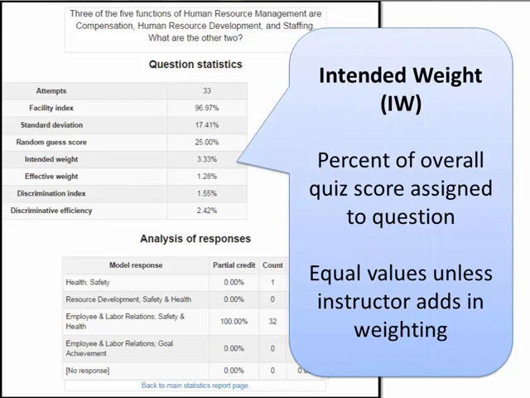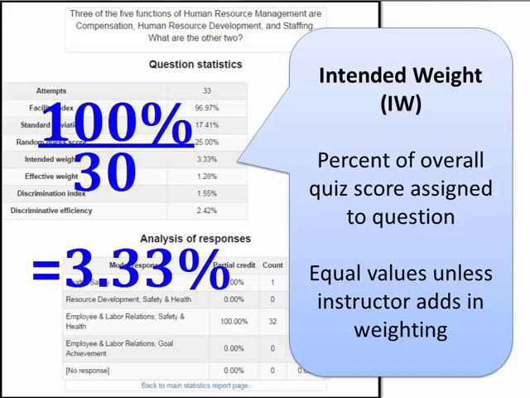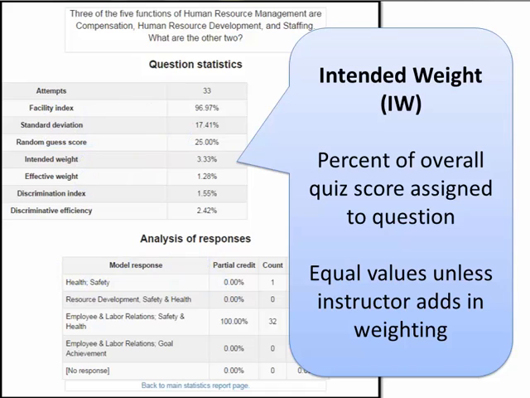Like the random guess score, intended weight is a simple calculation based on the nature of the test. Assuming that the instructor has not weighted any question more heavily than another when creating the exam, the system default is to give each question an equal value of 1 point. The system will then calculate the intended weight, taking the test's 100% and dividing it by the number of questions, weighting them if the instructor did so, to determine how much of the total quiz's score should be made up of this question. For this exam, with 30 questions, the intended weight is 3.33. 3.33 times 30 equaling 100%.